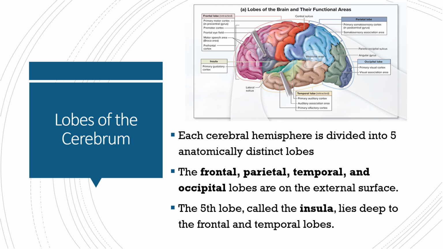And the occipital lobe, which is situated at the rear of the brain, is primarily dedicated to visual processing and interpretation. The deep lobe, known as the insula, is nestled within the folds of the frontal and temporal lobes and plays roles in emotion, self-awareness, and interoception.